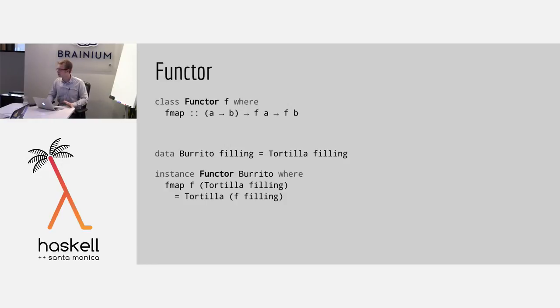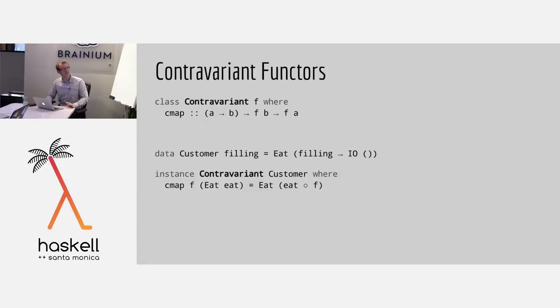Okay. As I say, stop me if anything needs clarifying, because like I say, this is going to get pretty dense pretty quickly. So, okay, then sort of related dual idea to a functor is a contravariant functor.